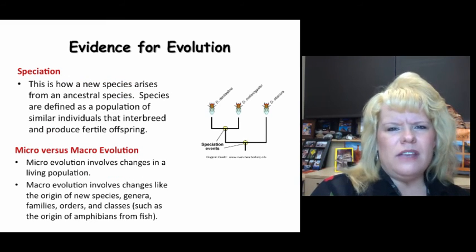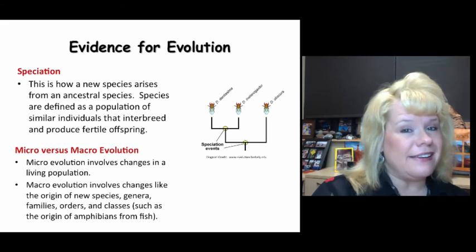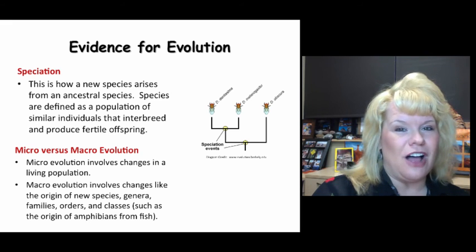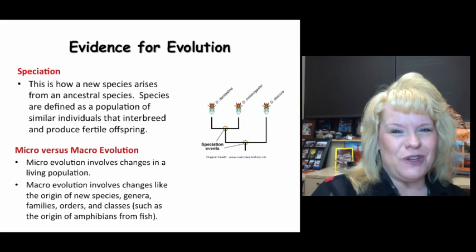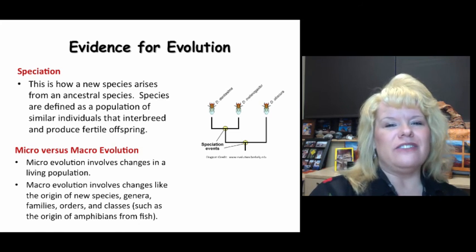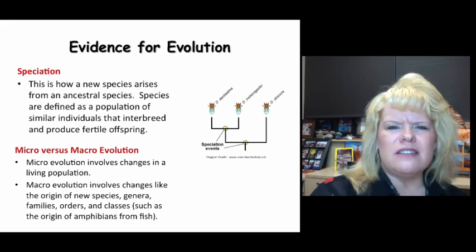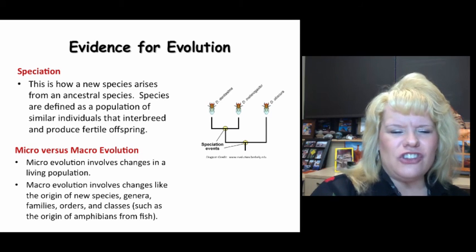Speciation. What is it? This is how a new species arises from an ancestral species. Species are defined as a population of similar animals or individuals that have the ability to interbreed and, key thing here, produce fertile offspring. Are you seeing a theme? If you can reproduce, that's one thing, but to provide offspring that are viable, fertile for reproduction is the key for becoming a species. It's a key for being survival of the fittest. It's what Darwin had in mind with his natural selection theory.